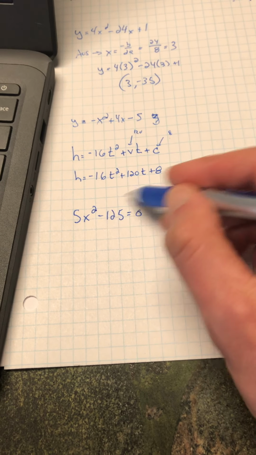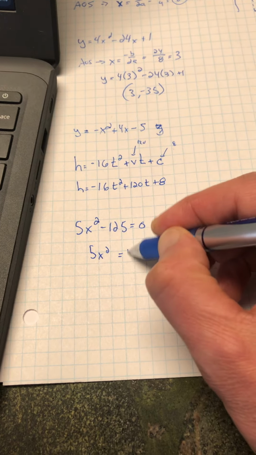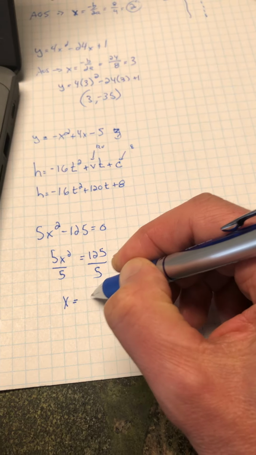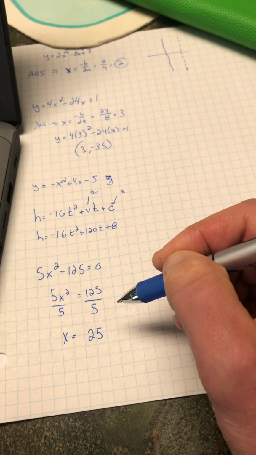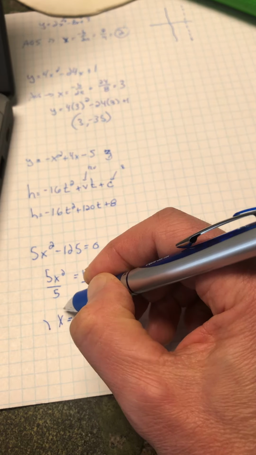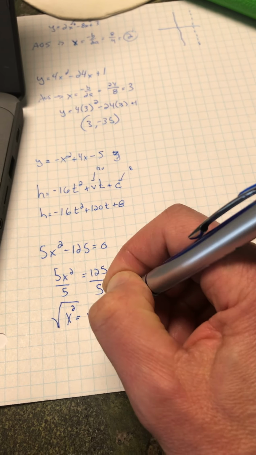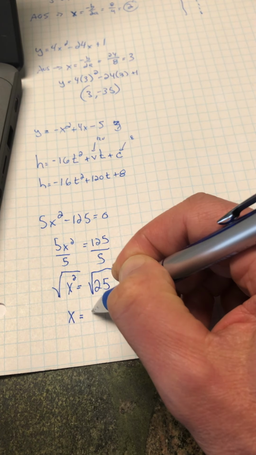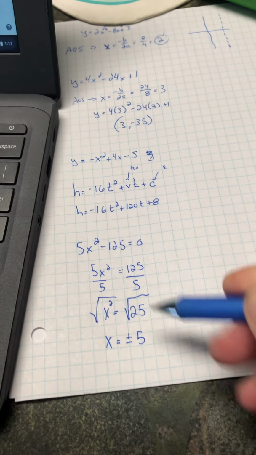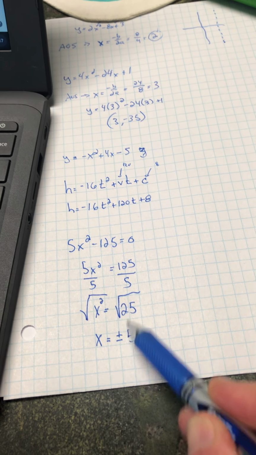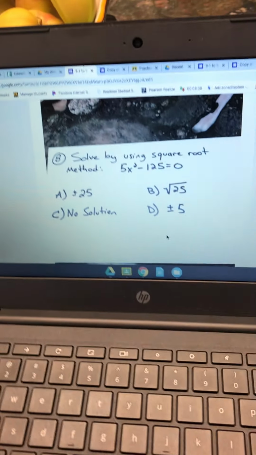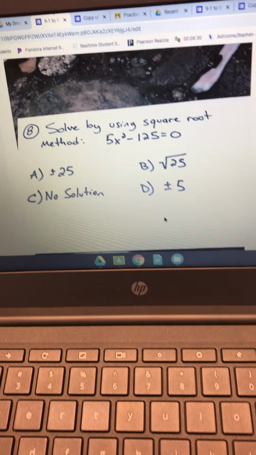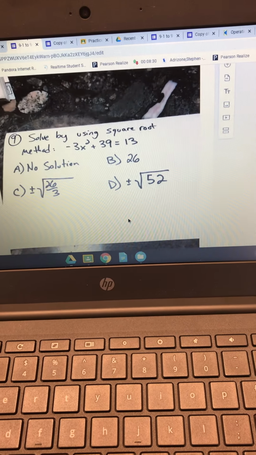Let's get the x squared by itself. 5x squared equals 125. Divide by 5, divide by 5. x squared is going to equal 25. And then I take the square root of both sides. Remember, anytime we introduce a square root symbol, you have to account for the positive root or the negative root, okay? Because 5 times 5 is 25, or -5 times -5. So that would be your correct answer there. It ended up being not B, but D in that case. Kind of a tricky answer selection.